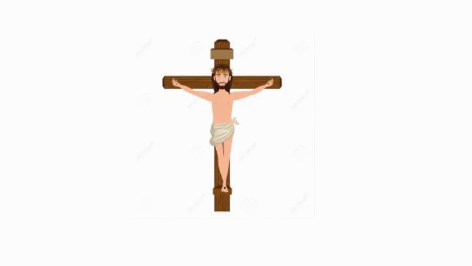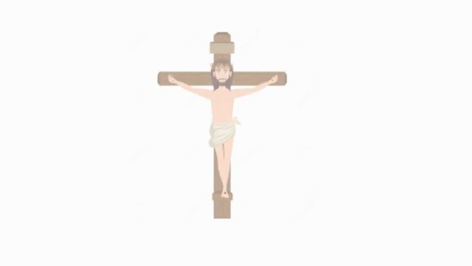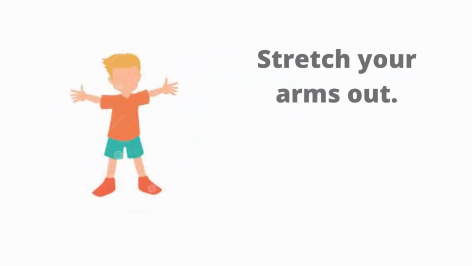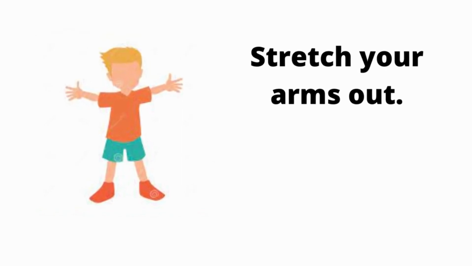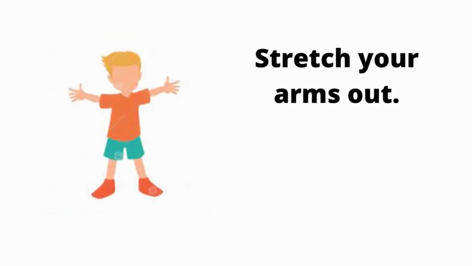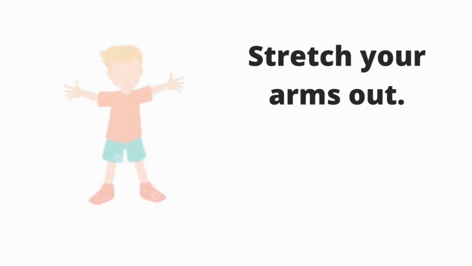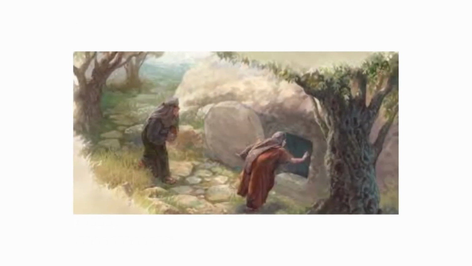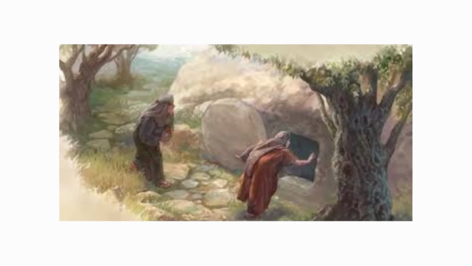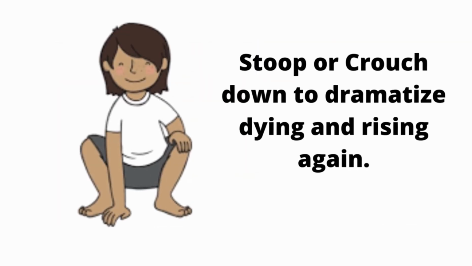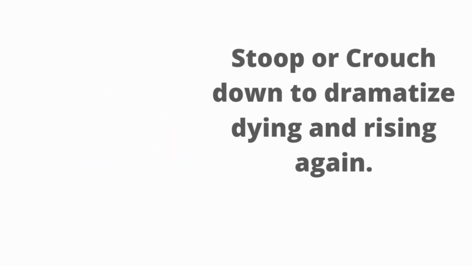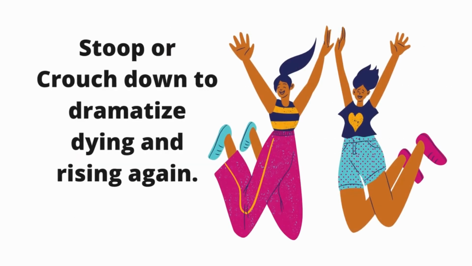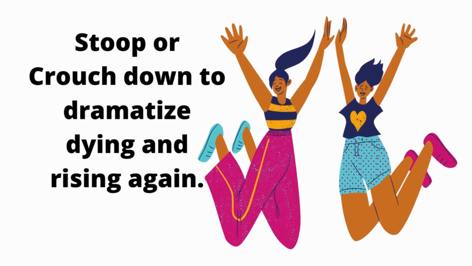Next, Jesus was crucified on the cross. So you can stretch your arms out to the side just like Jesus did on the cross. Next, Jesus was placed in a tomb, and then he rose again, or he is risen. So you can dramatize this by stooping or crouching down and then standing up as tall and as high as you can. So that's how you dramatize.